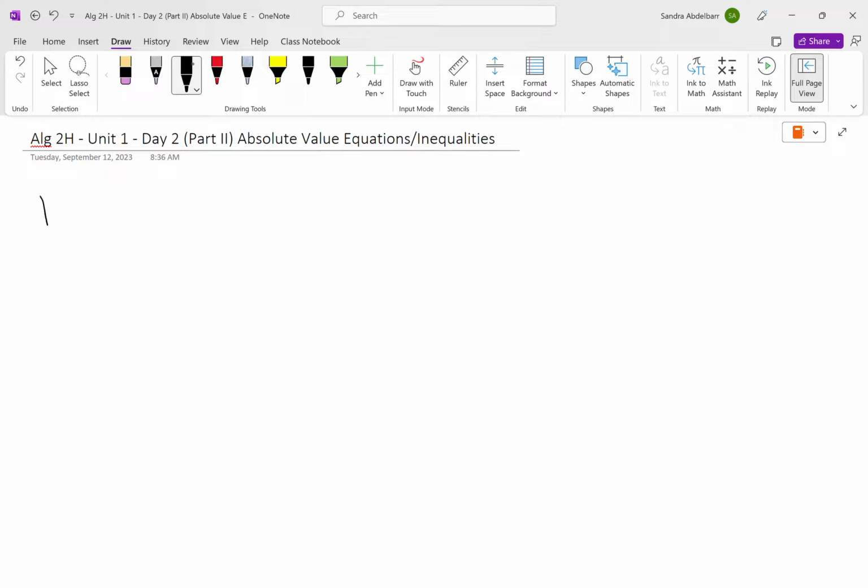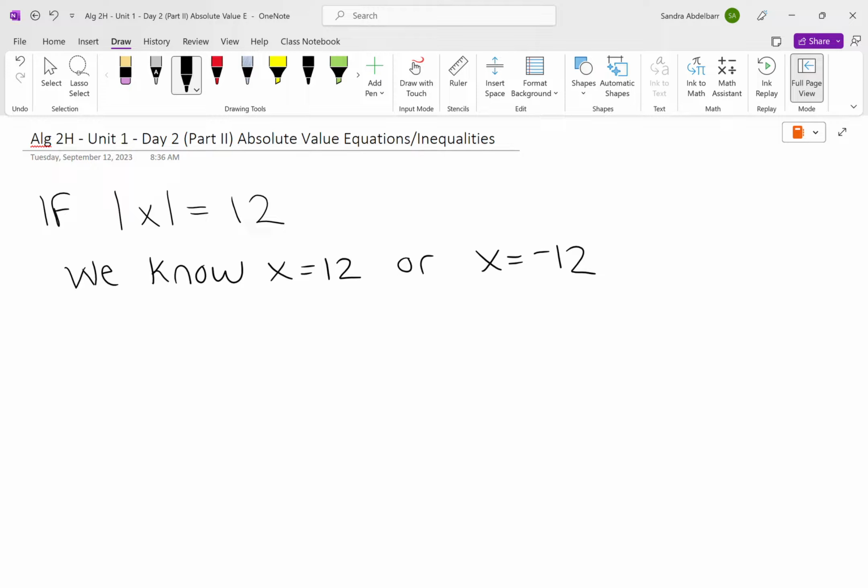Okay, so we know if the absolute value of x equals 12, x can equal 12, but x could also be negative 12. So x can equal 12 or x can equal negative 12, because absolute value changes everything to positive. It's really just telling you the distance a number is from 0 on the number line, and distance is always positive.